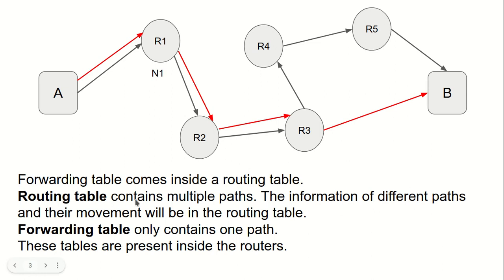So the routing table contains multiple paths. It does not contain just one path, it contains multiple paths. So the information of different paths and their movement will be in the routing table. After that, the forwarding table only contains one path. So these two tables are present inside the routers.